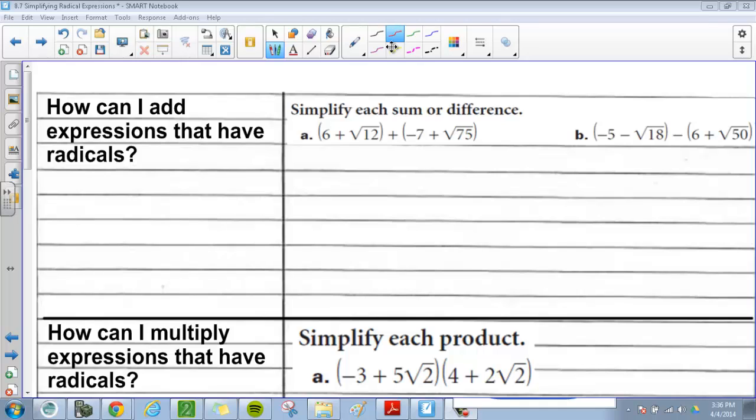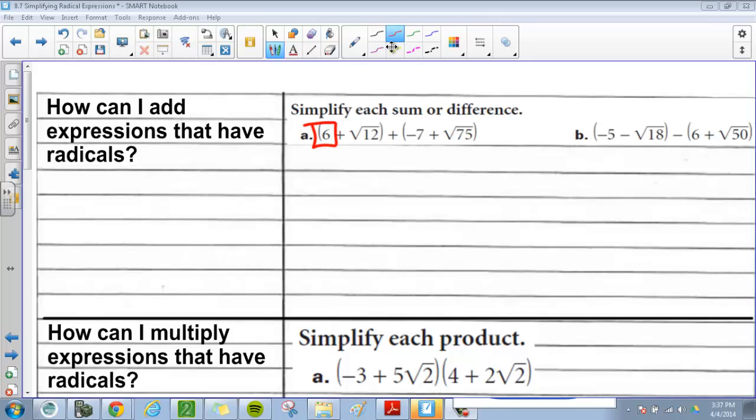Now let's talk about how to add expressions that have radicals. Well, when you're adding or subtracting expressions that have radicals, you almost treat the radicals like denominators in a way, okay? So in this situation, I got 6 plus the square root of 12 plus negative 7 plus the square root of 75. So we want to add these two things together.